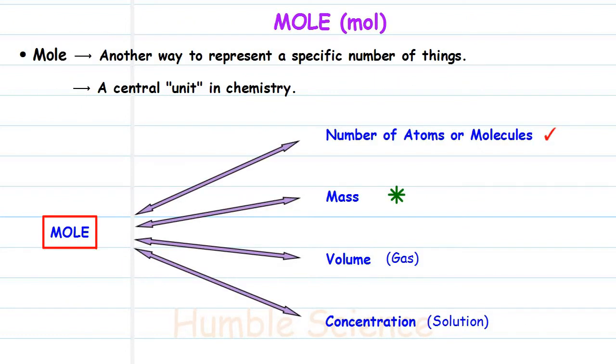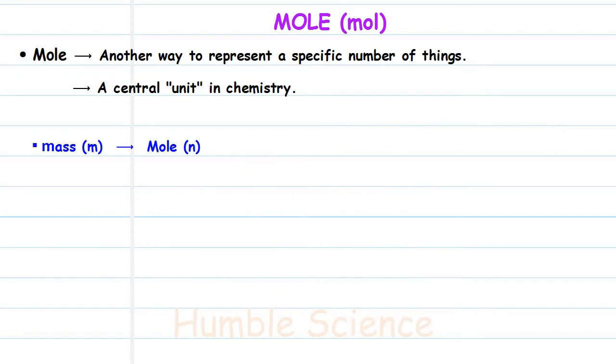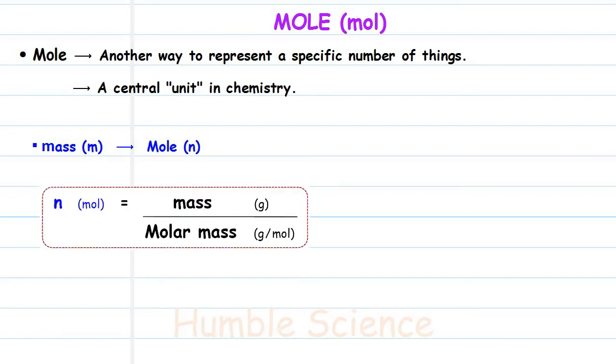Now let's try taking a look between mole and mass. In order to convert between mass and mole, we can use this conversion. n, which is mole, is equal to mass in grams divided by molar mass in gram per mole.